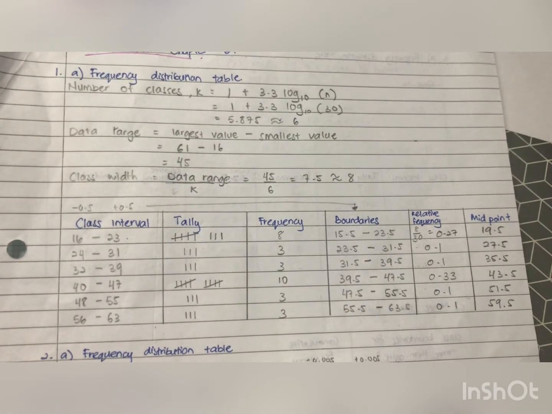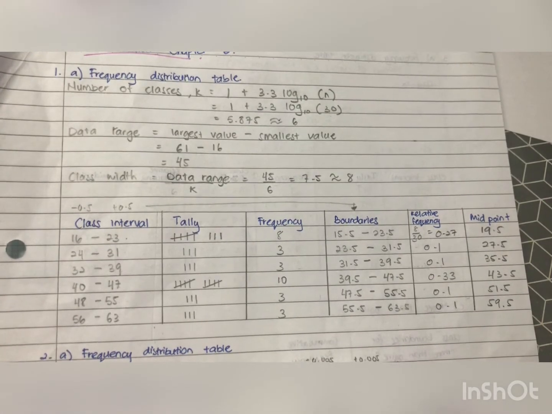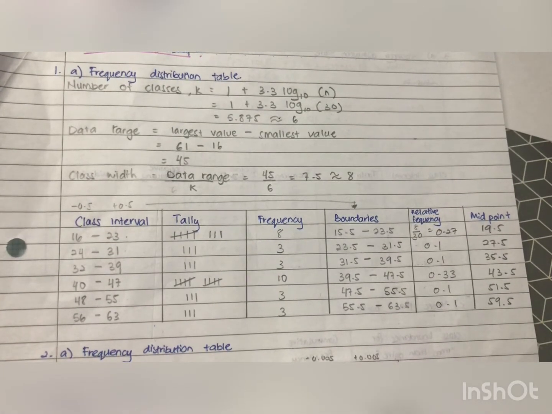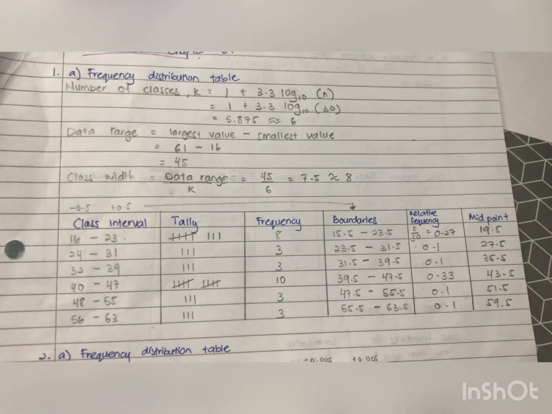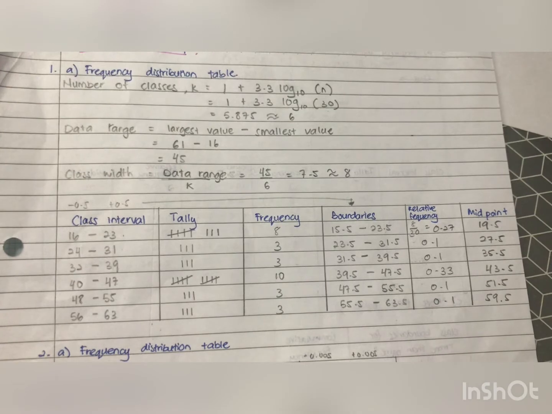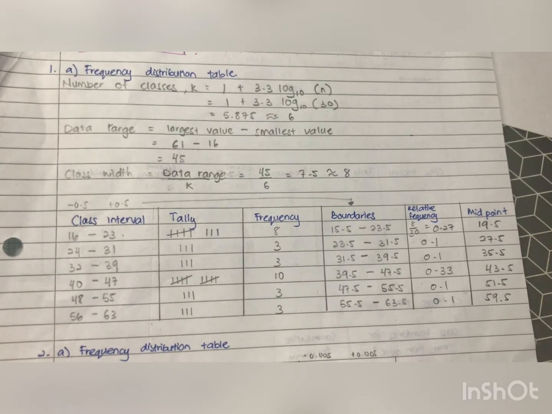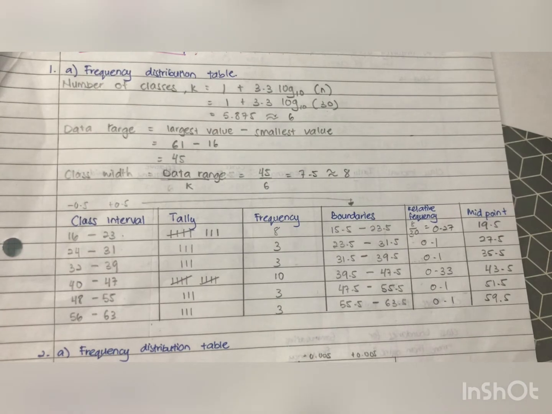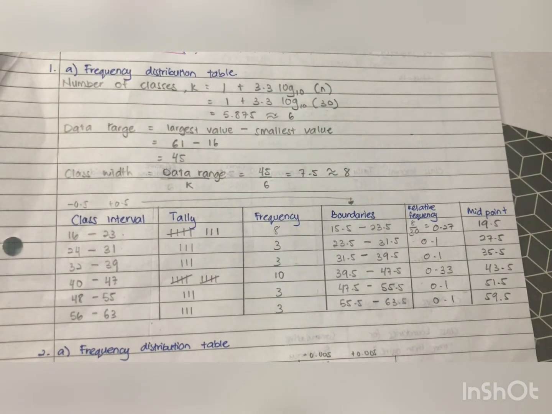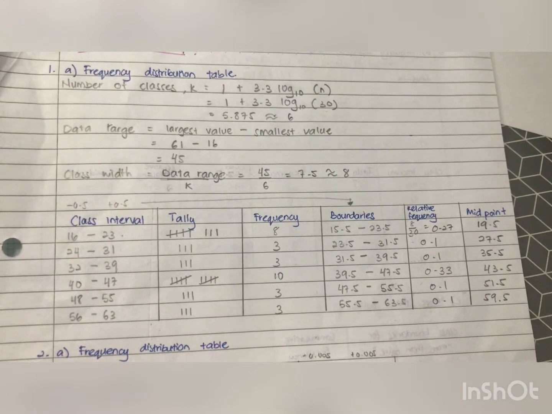So how to find the data range? The formula is data range equals largest value minus smallest value. How to find the largest value and the smallest value? We can take it from the data that the question gives us earlier. So in this question, the largest value is 61 and the smallest value is 16. So 61 minus 16 will equal 45.